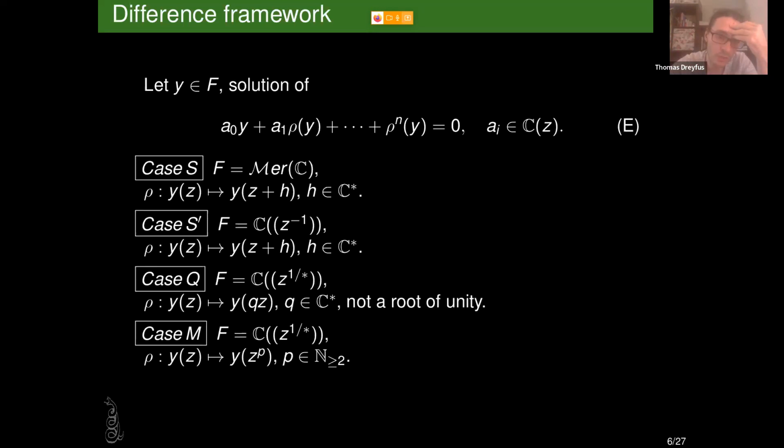In the work with Boris Adamczewski and Charlotte Hardouin, we deal with the cases S prime, Q, and M. Today I will deal with the case S, and I will show you that there are some subtleties that make it a little more complicated.